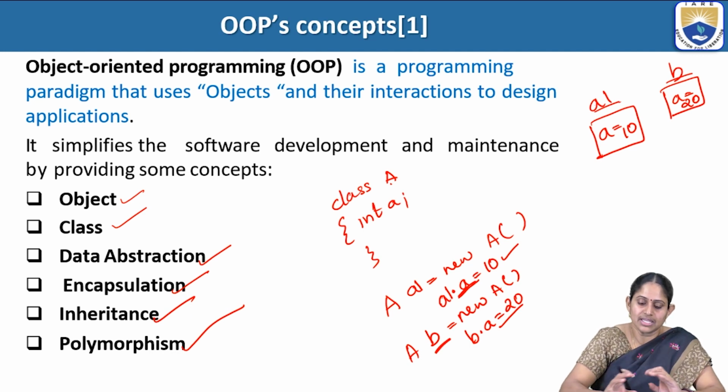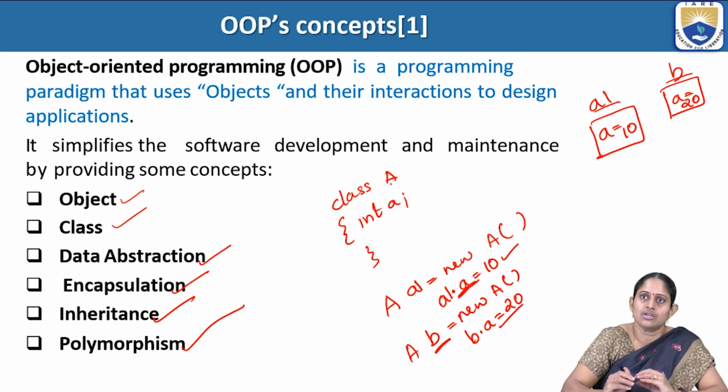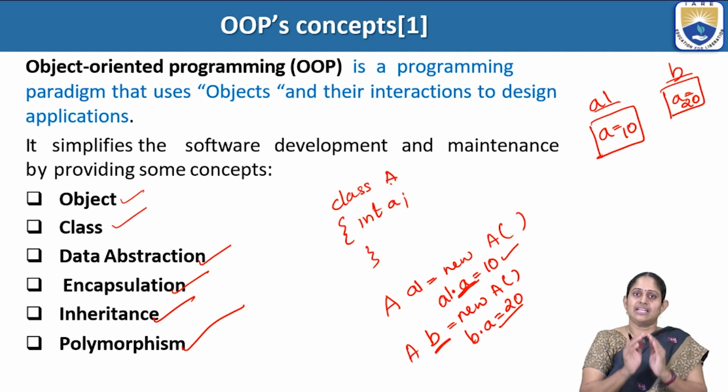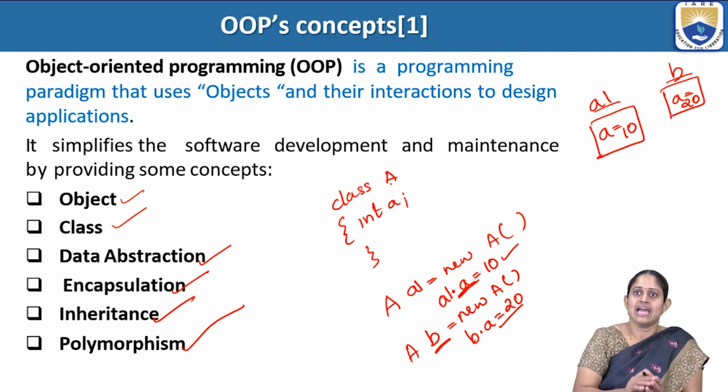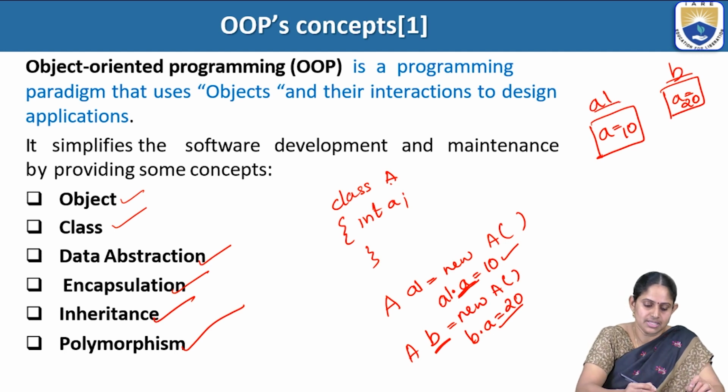So the class is the one which defines the instance variables and the methods. A class will have instance variables and methods in it, and when you create an object, each of them will be having their own copies.